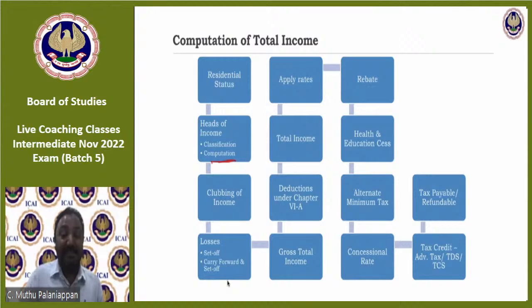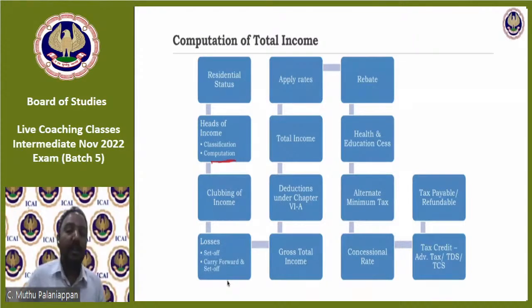The third step is clubbing of income. Now, you compute, but are you taxable only for the income that you are drawing? No. You may also be responsible for other people's income: minor children, spouse, daughter-in-law, right?